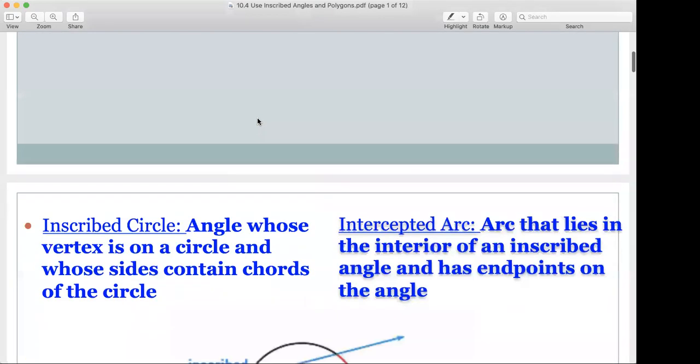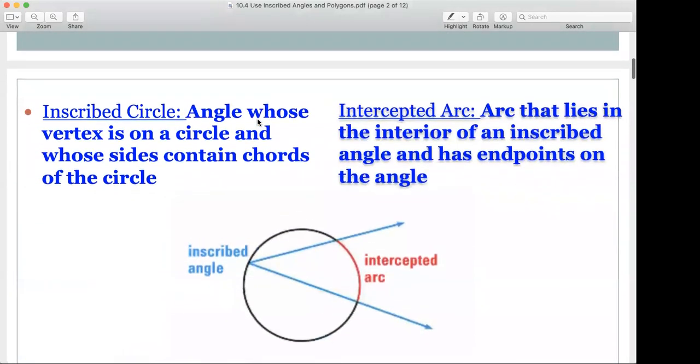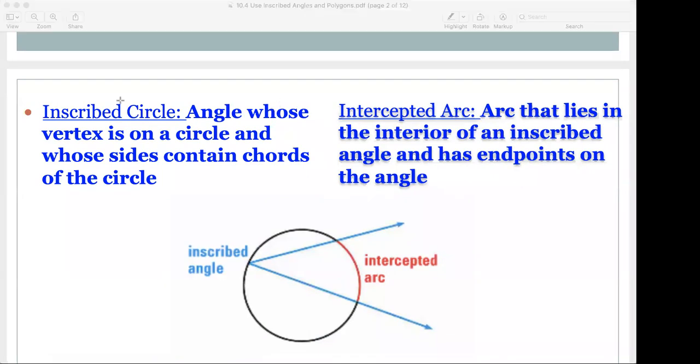All right. So here's some vocab for you guys. An inscribed circle. Typo. Inscribed angle. So let me see how I can wipe this out. Let me get a shape here. It should not say circle. This should say angle here. Inscribed angle. It's an angle whose vertex is on a chord and whose sides contain chords of the circle. So all it is, guys, it's an angle where the vertex sits on the circle.